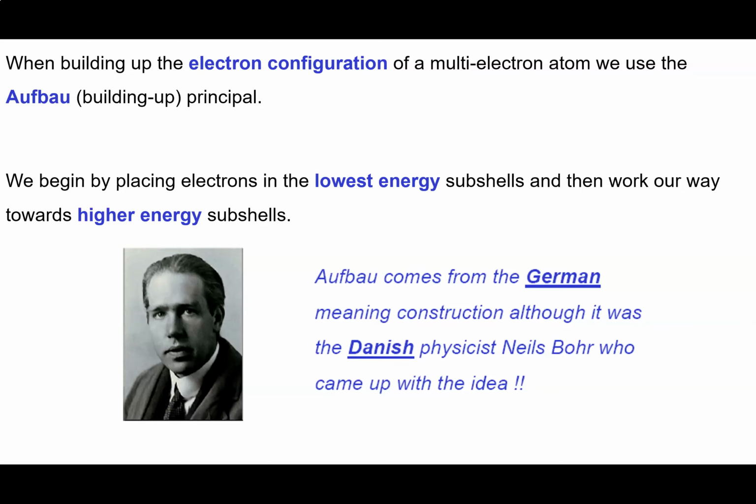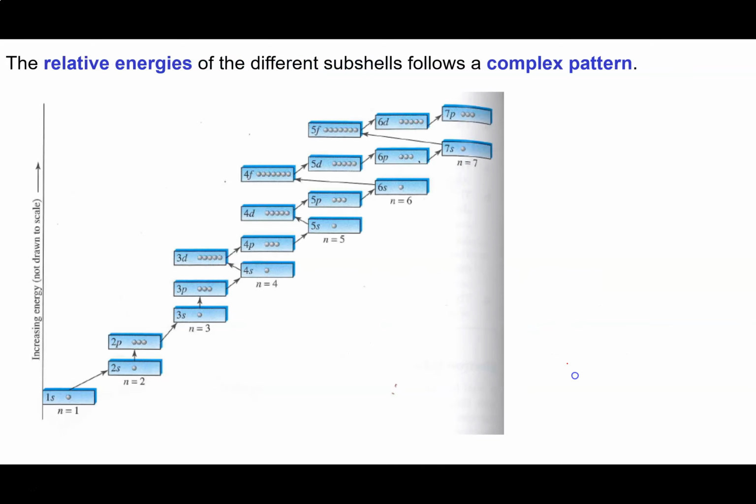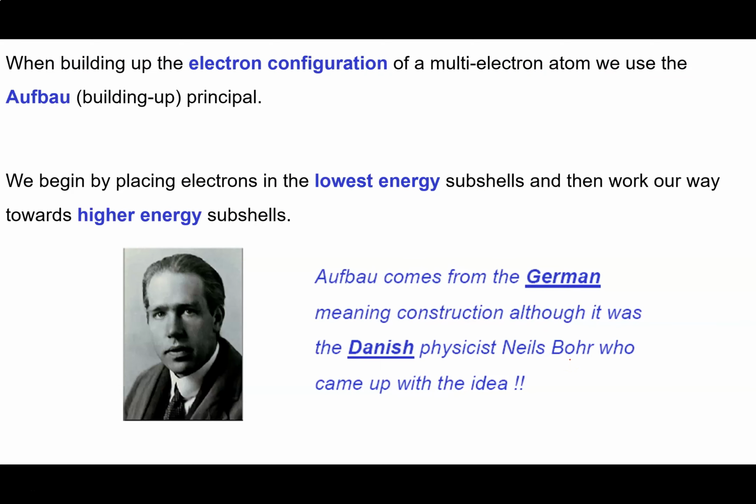So this approach was devised by a guy called Niels Bohr, who was a Danish physicist. He came up with what's called the Bohr model of the atom. I don't know why he gave this a German name, the Aufbau principle, because he was, like I said, Danish.